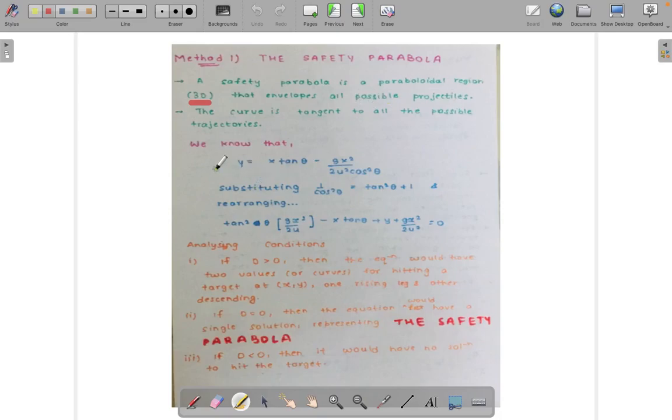So we know from this equation of kinematics, which is generally discussed, that y is equal to x tan theta minus g x square by 2u square cos square theta, which represents a parabola, that is y = ax square plus c, and here x square is negative, thus the parabola will be downward open. So substituting 1 by cos square theta, that is sec square theta, equal to 1 plus tan square theta, and rearranging. So on rearranging, we get this equation.